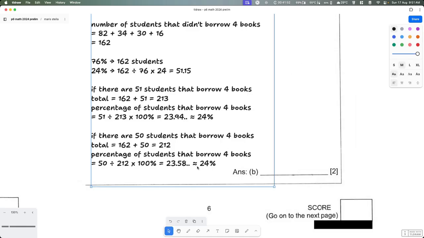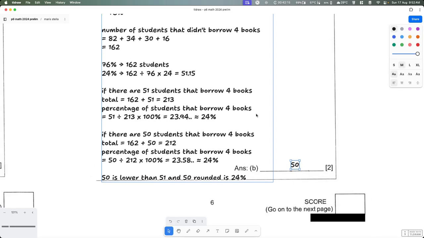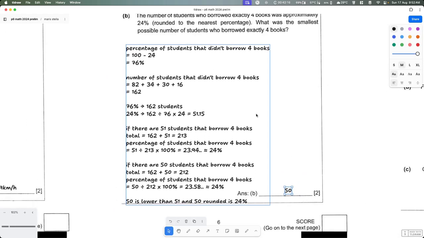So 23.58 rounds to 24%, which means 50 is lower than 51, and 50 rounded is 24%. Okay, so that's why the answer is 50 students. There you go. All right, let's move on to the next question.